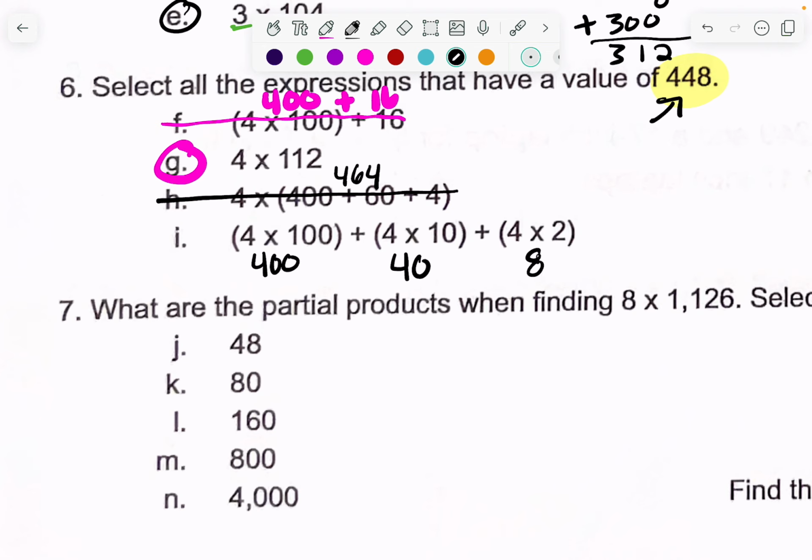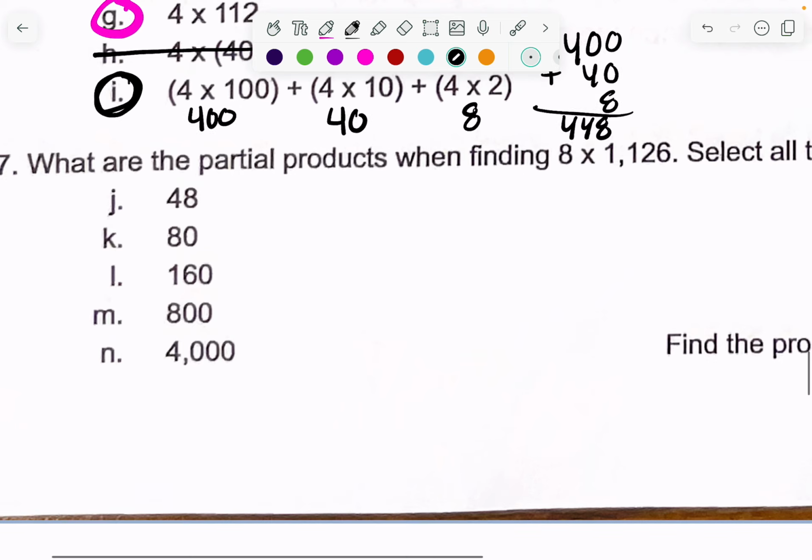Now I'm going to add my total up. 400 plus 40 plus 8 equals 448. So that one absolutely would work. So my answers would be G and then I. Now for the last one.